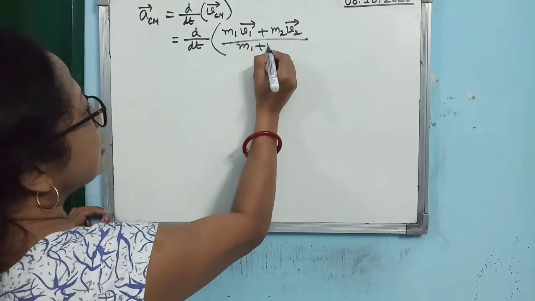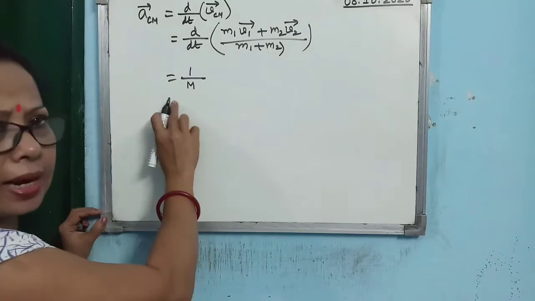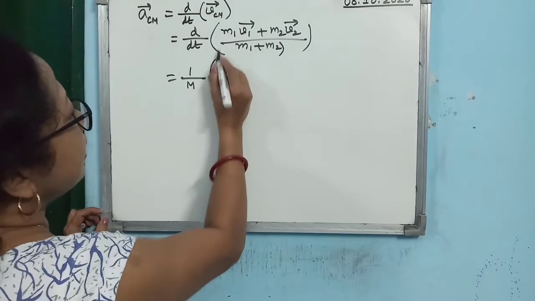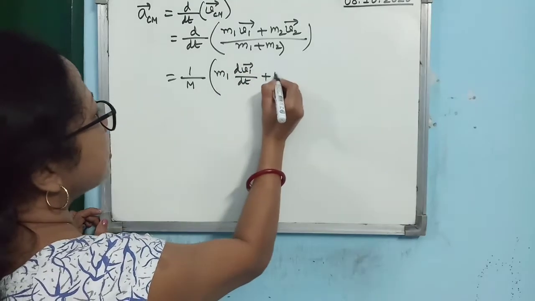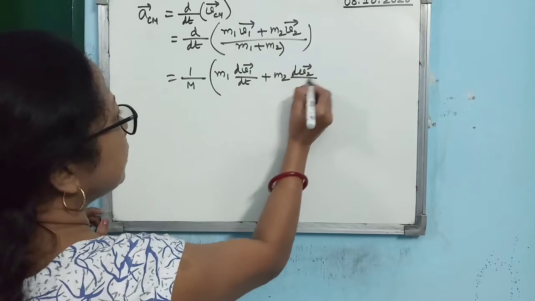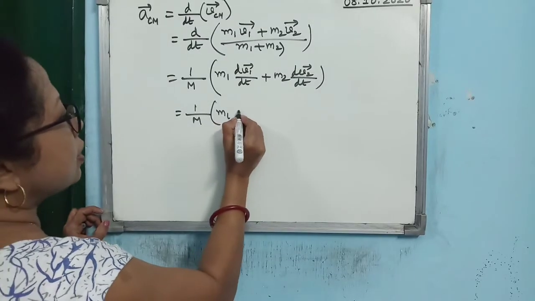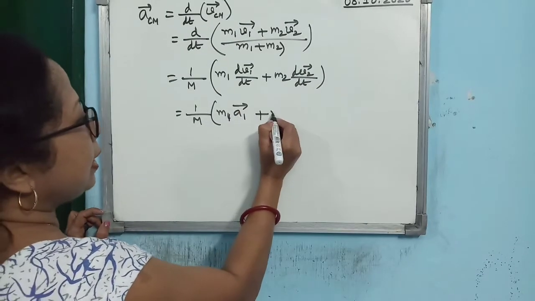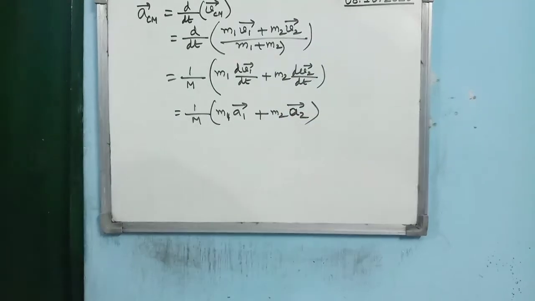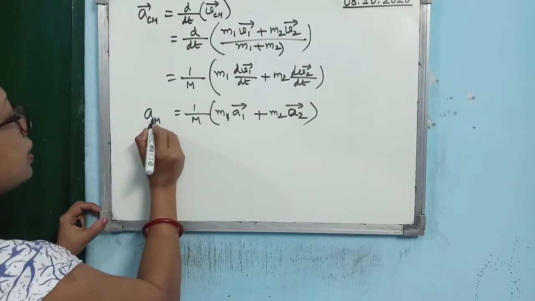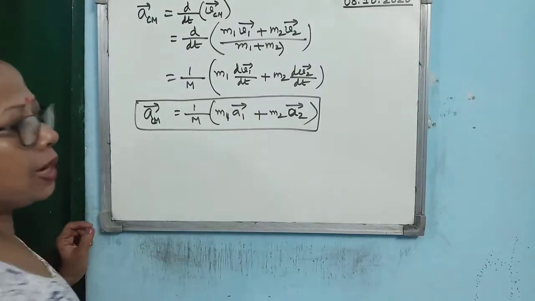by m1 plus m2. So 1 by m, where m is m1 plus m2, that does not matter. And then you can write this as m1 dv1/dt plus m2 dv2/dt. Alright, now dv1/dt is nothing but the acceleration of the first particle a1, and dv2/dt is nothing but the acceleration of the second particle. So you see, what is the acceleration of the center of mass? It is 1 by m into m1 a1 plus m2 a2.